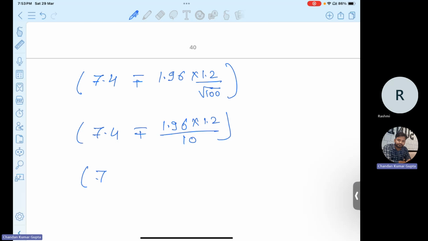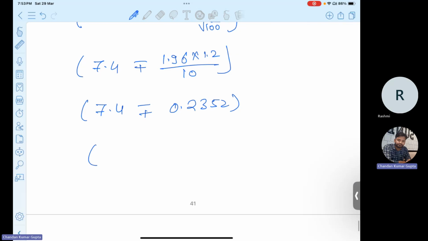Okay, so it is 7.4 plus or minus the value after solution, 0.2352. So when 7.4 minus 0.2352, it comes out to be 7.1650, we may say. Okay, and then if we add, then it is 7.6352.